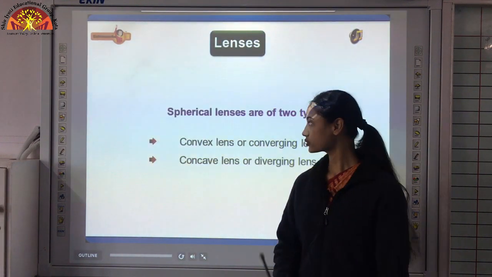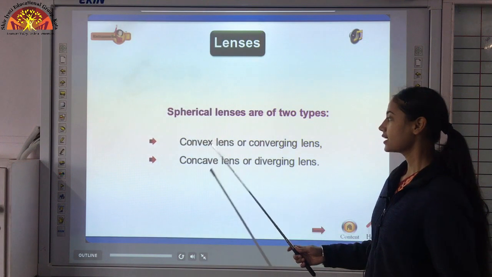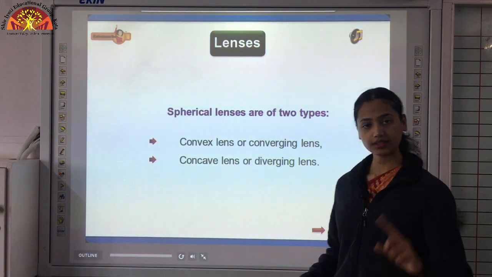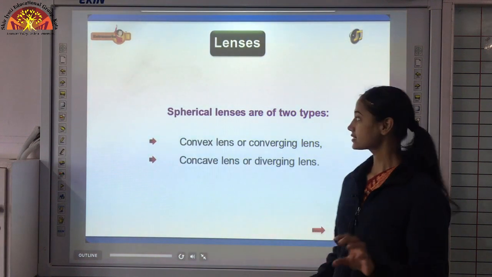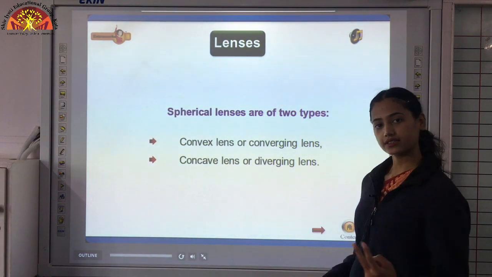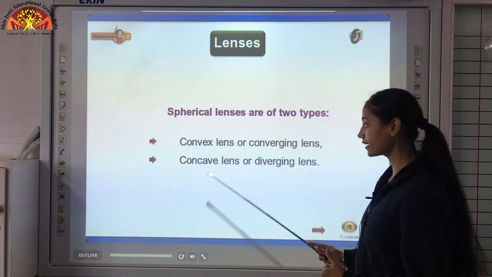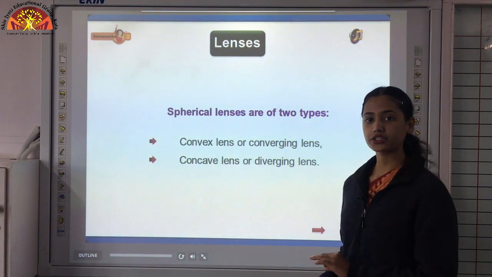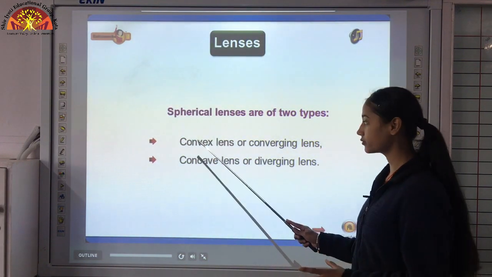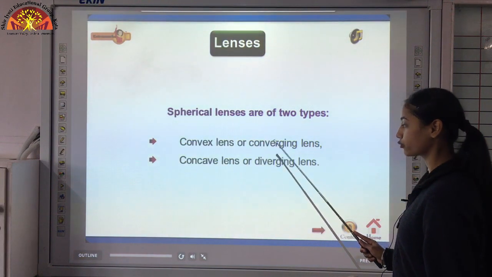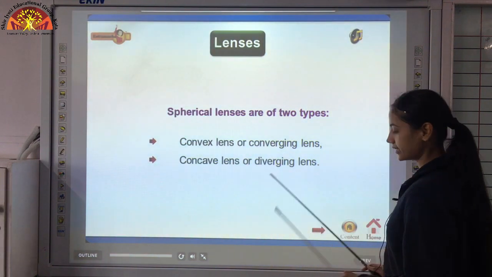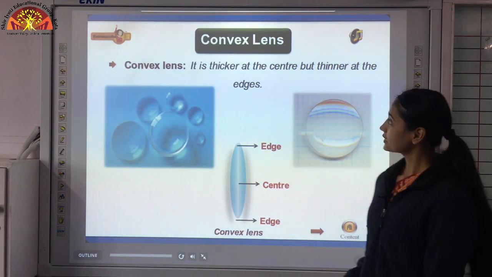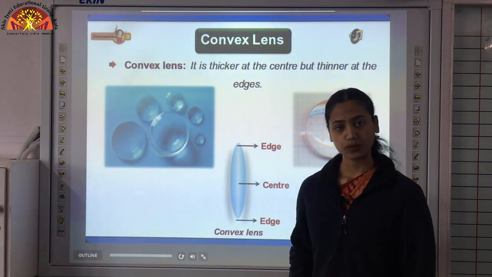Now lenses are of two types, convex lens and concave lens. Same as in the case of mirrors, where we had concave and convex mirrors, lenses are again of the same types, convex and concave. But now the action is completely opposite. A convex lens is also known as a converging lens, whereas a concave lens is also known as a diverging lens. We'll discuss both lenses one by one.